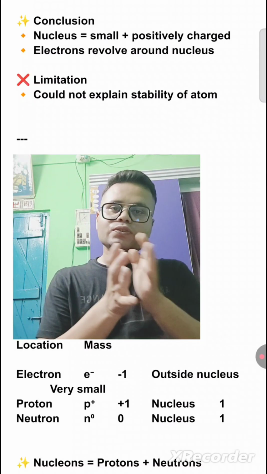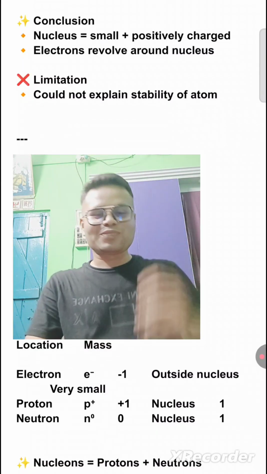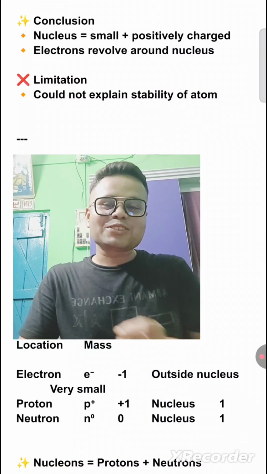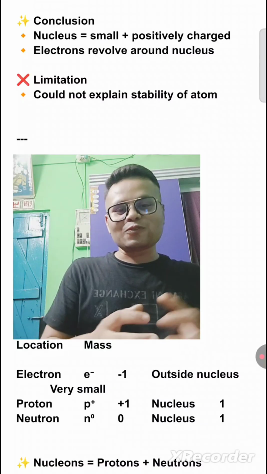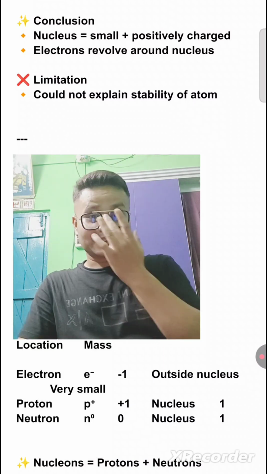So nucleus is small and positively charged, and electrons revolve around the nucleus. Okay. Next, limitations: it could not explain the stability of the atom. First of all, okay.